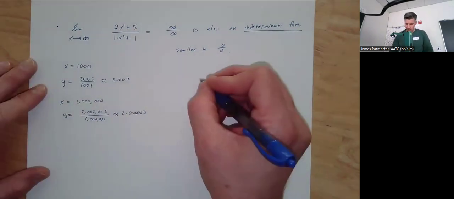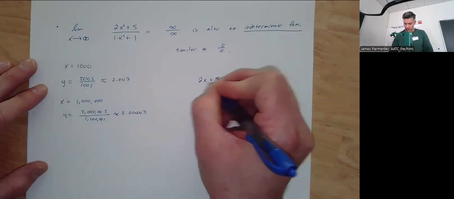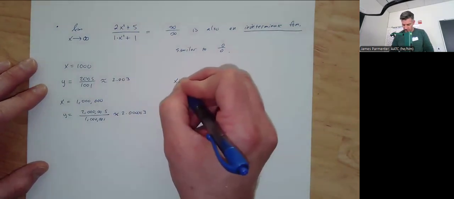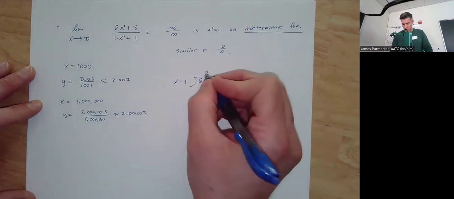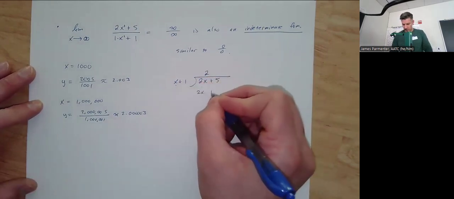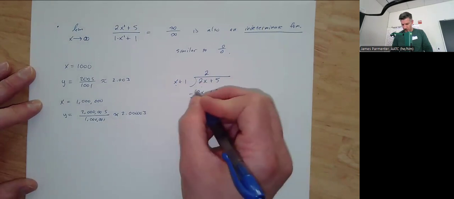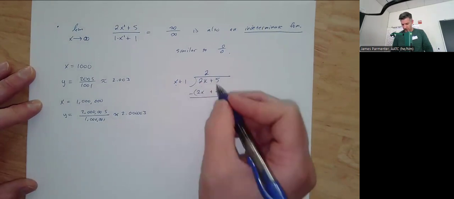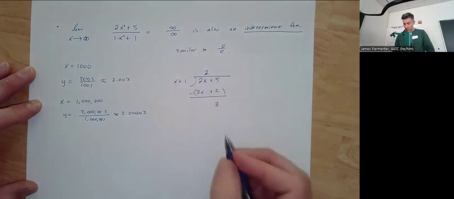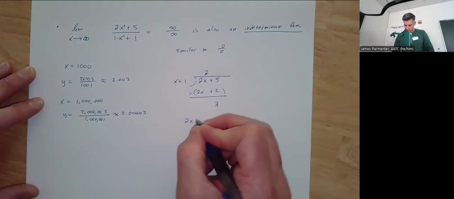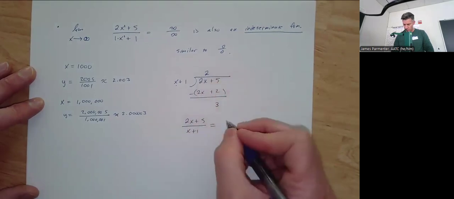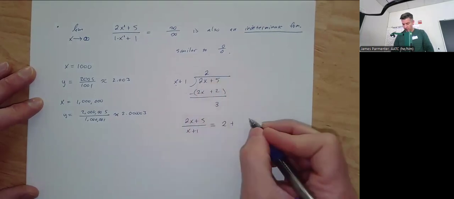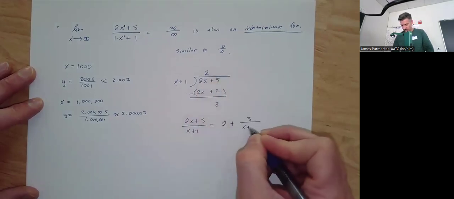If you actually divide 2x plus 5 by x plus 1, let's see, x goes into 2x 2 times. 2 times x plus 1 is 2x plus 2. We subtract. 2x minus 2x is 0. 5 minus 2 is 3. We can rewrite 2x plus 5 over x plus 1 as being equal to the quotient 2 plus the remainder 3 that still has to get divided by x plus 1.